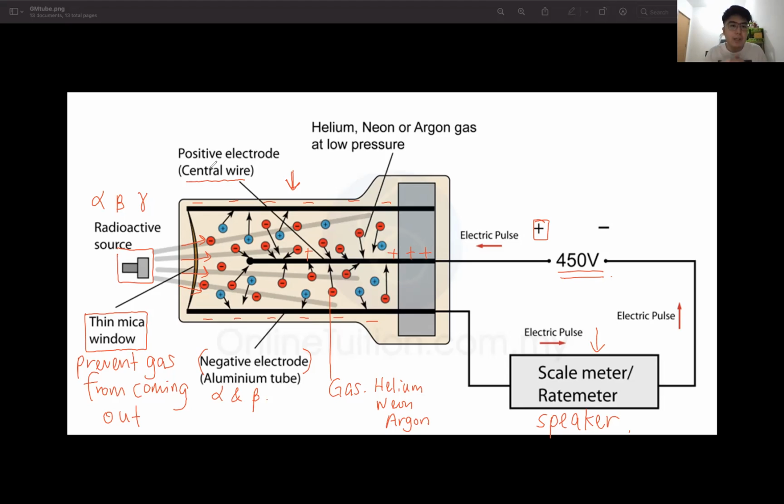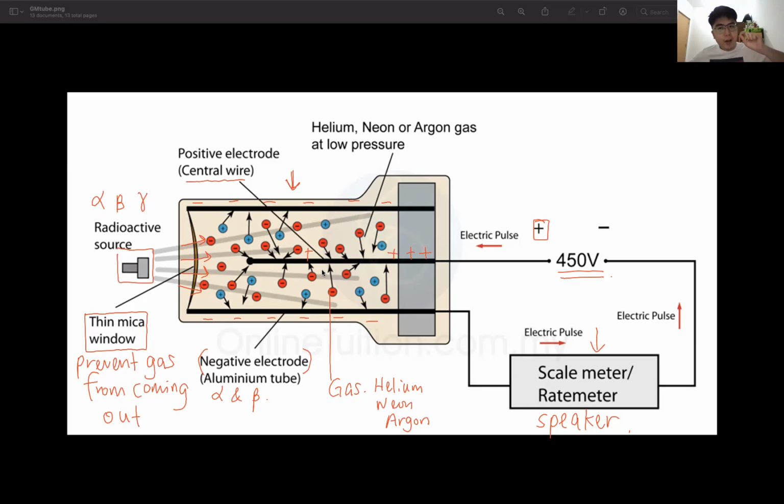And what happens to the ion is it will get attracted to the negative electrode. You can see from the diagram, all the positively charged ions move to the negative electrode, and all the negatively charged particles move to the positive electrode, the central wire. This happens when there's one emission.